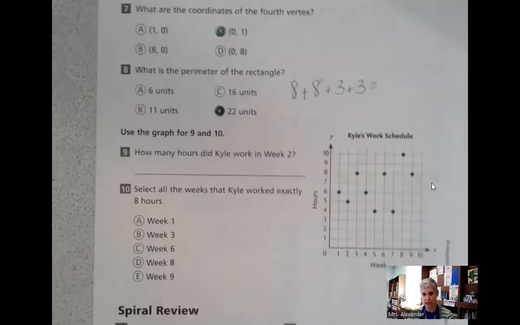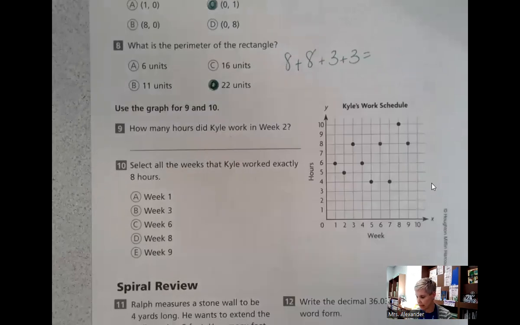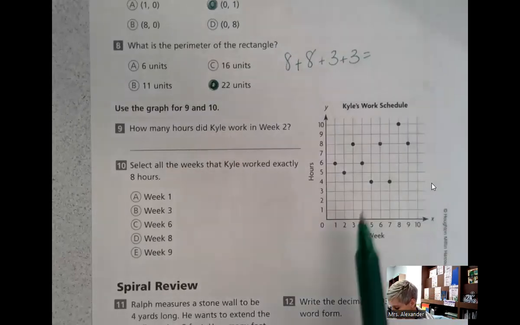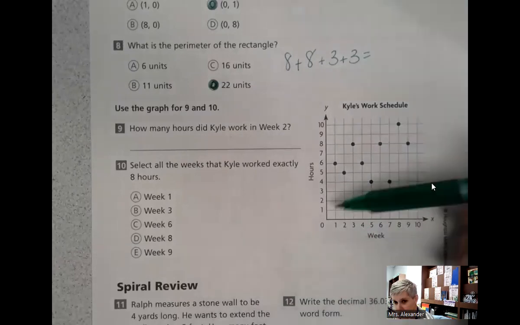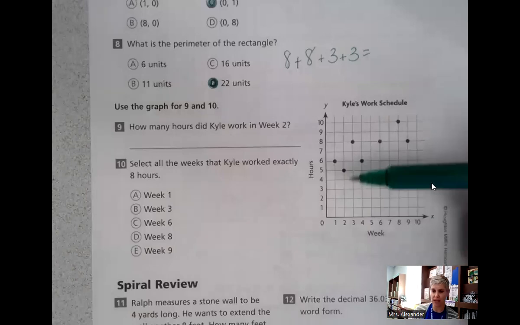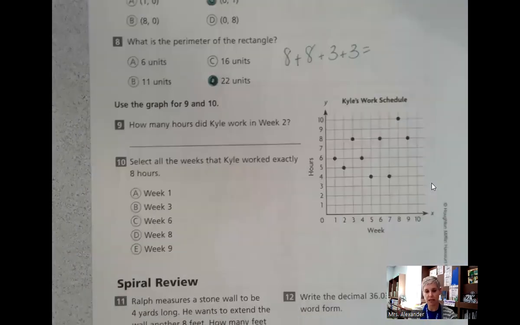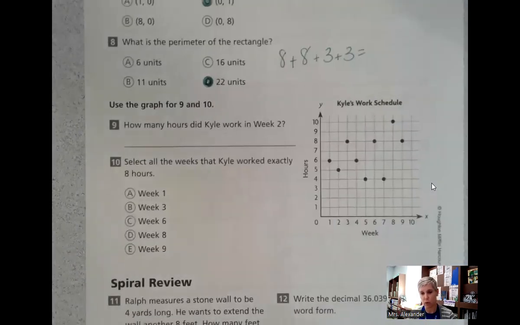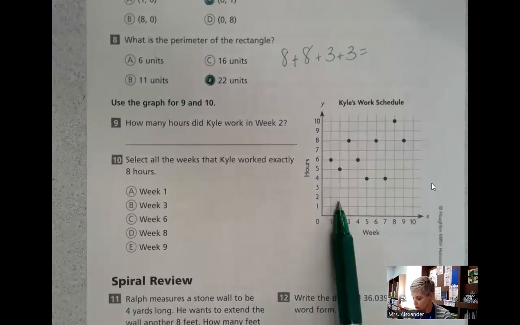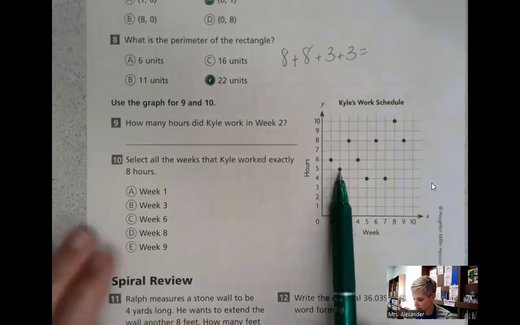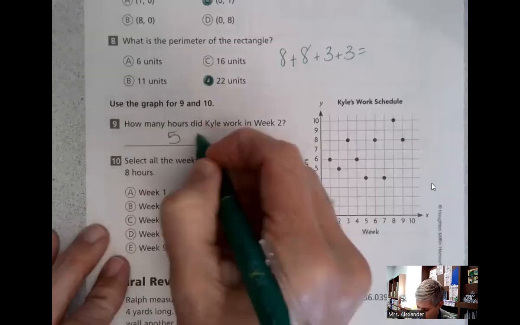If we use this graph, Kyle's work schedule, let's look at it for just a moment. His work schedule tells us which week he's working and how many hours he's working. So we have the week and the hour. How many hours did Kyle work in week 2? Here we go on our x-axis, week 2. I'm looking at hours. He worked 5 hours.